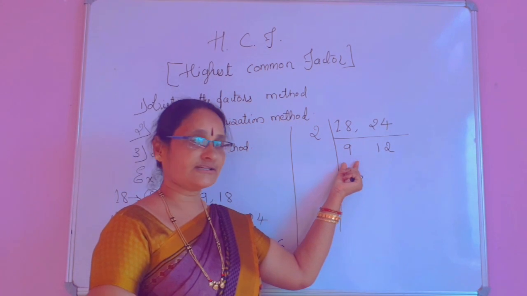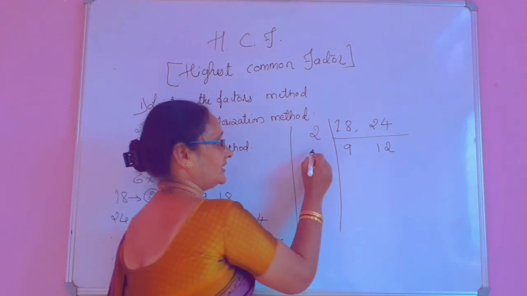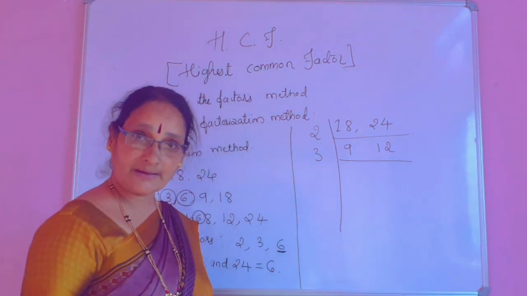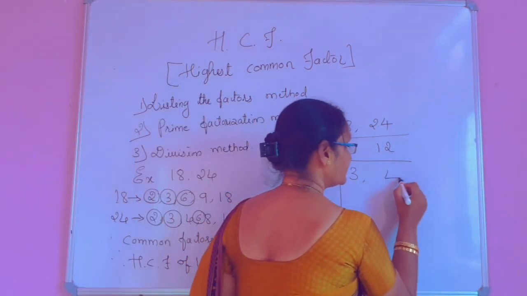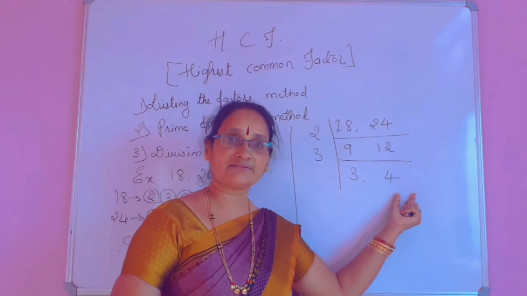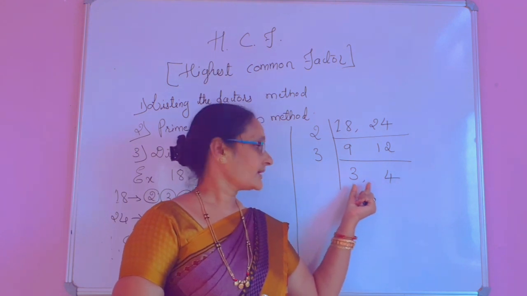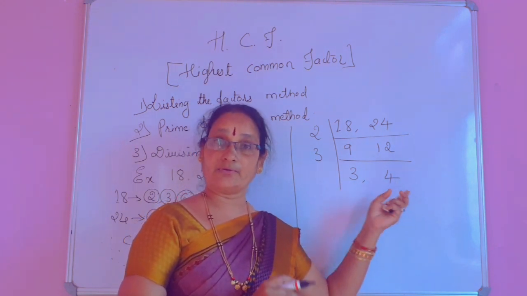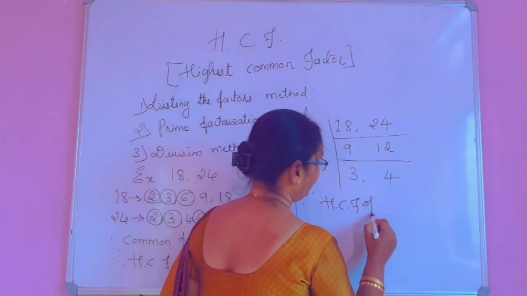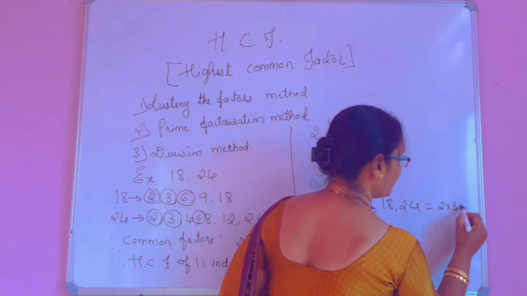Why? Because one is odd number, one is even number. Now we have to observe the numbers and take here 3, because these two numbers are divisible by 3 and 3 is also a prime number. So 3 threes are 9 and 3 fours are 12. Now I have to stop here. Why? Because these two numbers will not come in any of the same table. Therefore HCF of 18 and 24 is 2 into 3 is equal to 6.